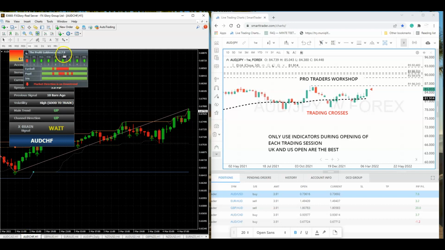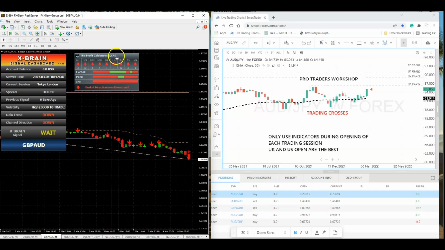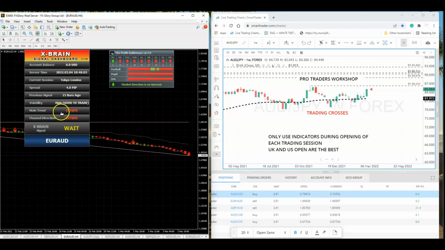Aussie Swiss is in an uptrend. Pound Aussie is in a downtrend. So it's correlated in reverse. So Aussie dollar is strong against the pound. Euro Aussie also is in a downtrend. Notice in the 5 minutes, the monthly chart. I don't really pay attention to the market direction on the Profit Goldeneye as long as these arrows are pointing down and the X-rate indicator is showing a main trend, downtrend, channel direction, downtrend, then I favor that.